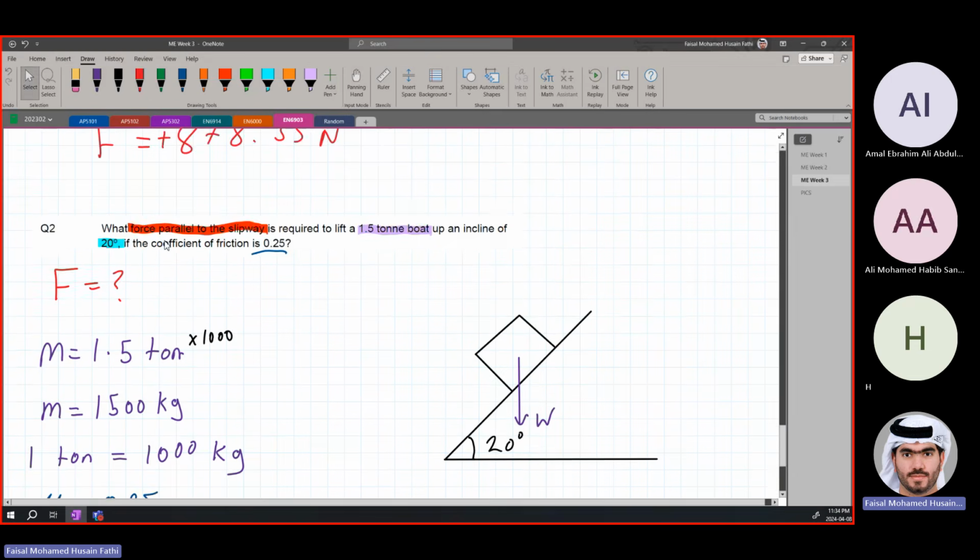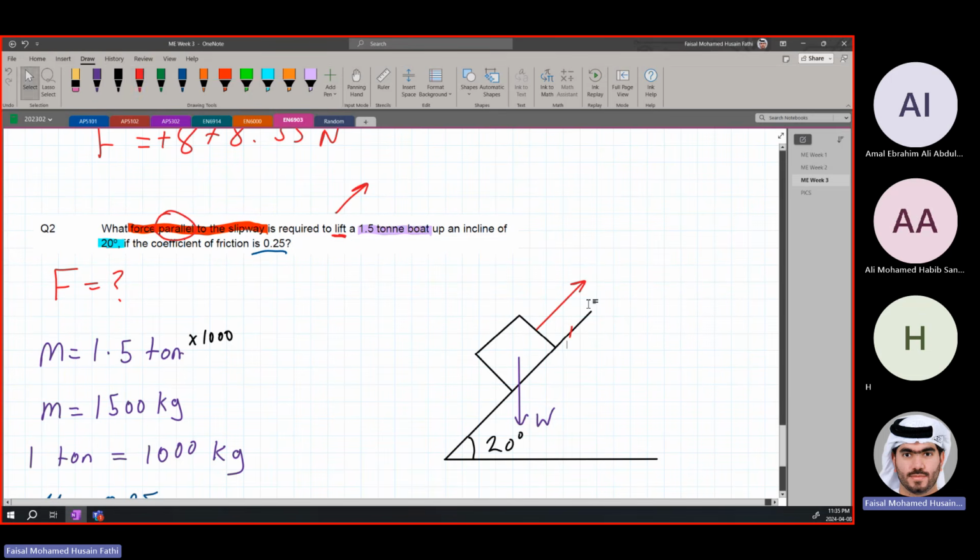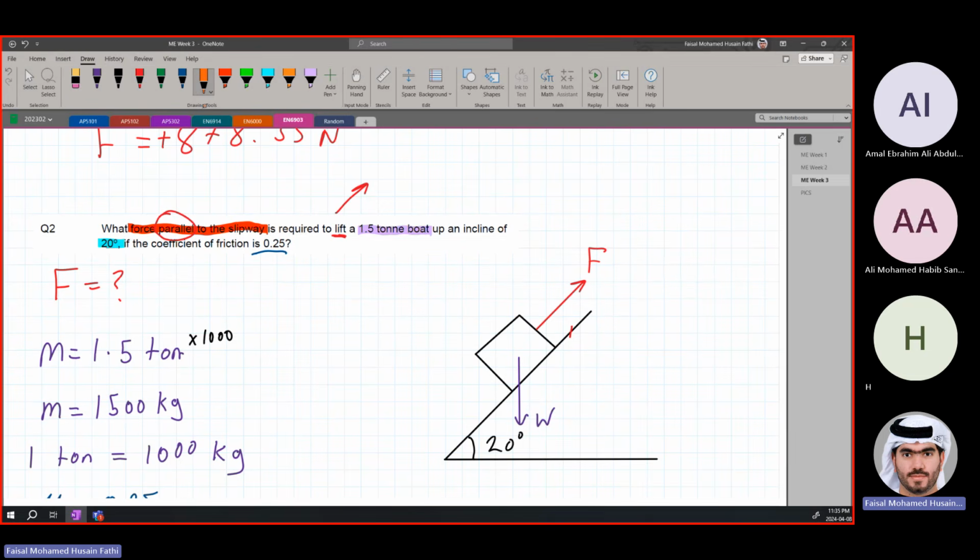We know that the force parallel to the slipway is required to lift. Because it says lift, we know it is going to be going in an upward direction somehow, and it has to be parallel to the slipway. So the force is going to be acting like this, parallel to this line over here. This is where our force direction is. Remember, friction is always going to be opposite to the direction of where the force is being applied. This is our friction force. And then we have our normal force, which is simply in the upward direction from the surface.